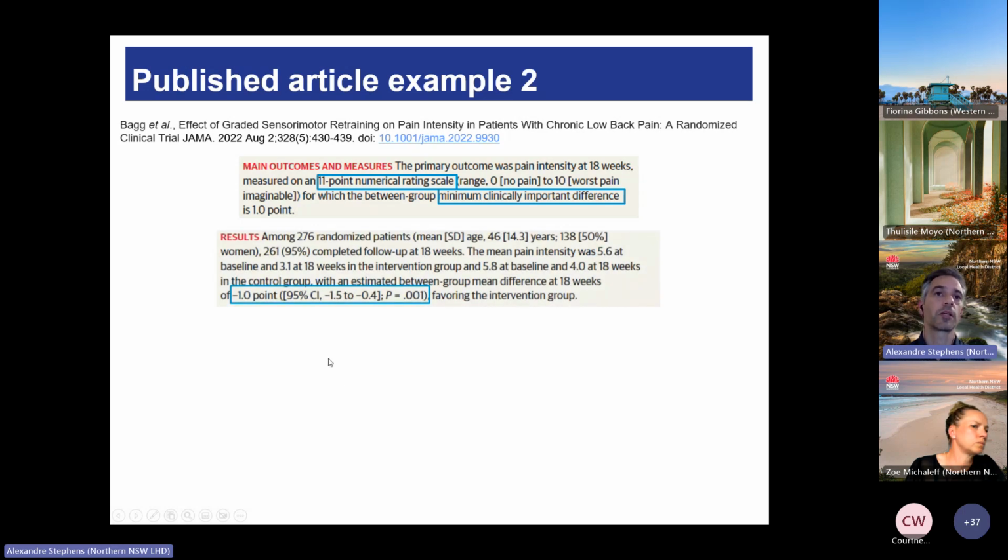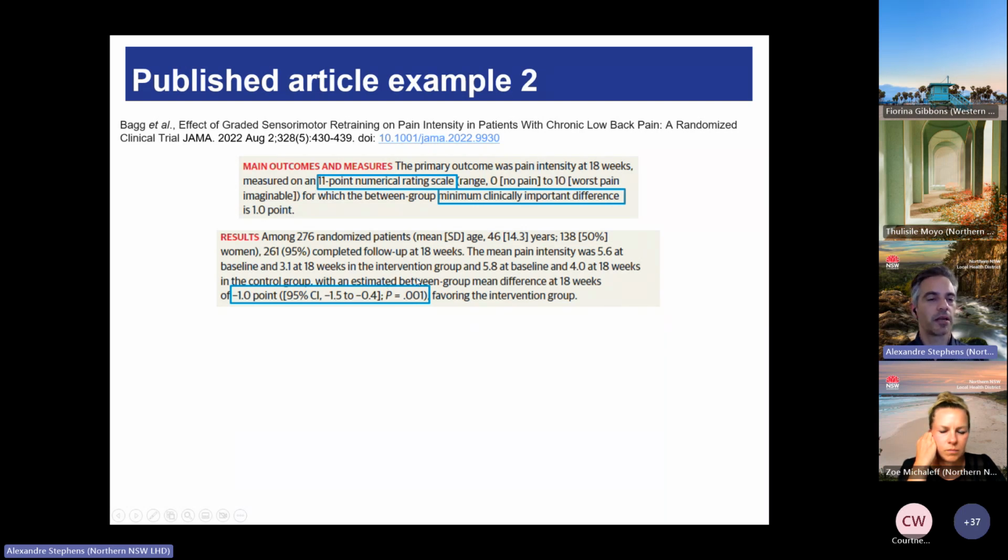So if we have a look at some of the content of the abstract, the main outcome variable, or the primary outcome, was pain intensity at 8 weeks. And this was measured on an 11-point numerical rating scale. So again, we're dealing with a quantitative outcome variable. They have gone to the lengths of mentioning what the minimum clinically important difference is, which is 1 point in that scale. We navigate to the results.